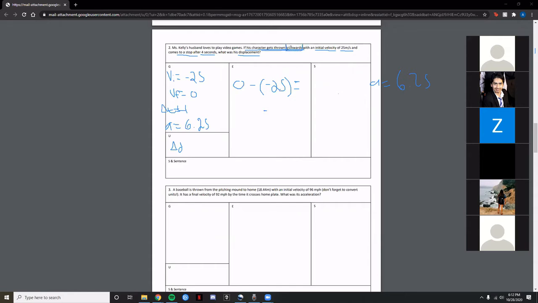So I don't think its initial velocity is negative 25. I think it's 25. But he's thrown backwards. Yeah, I think it is negative 25, because I did the equation earlier using positive 25, and I didn't get the answer that she got.